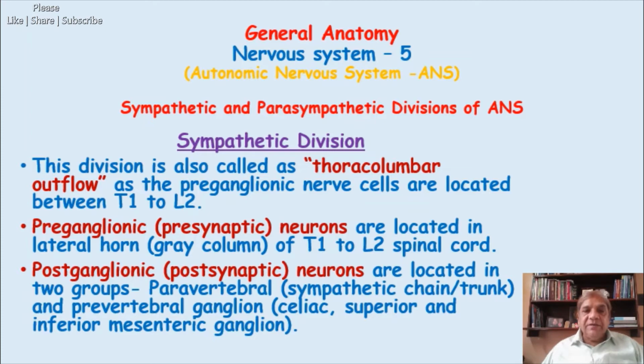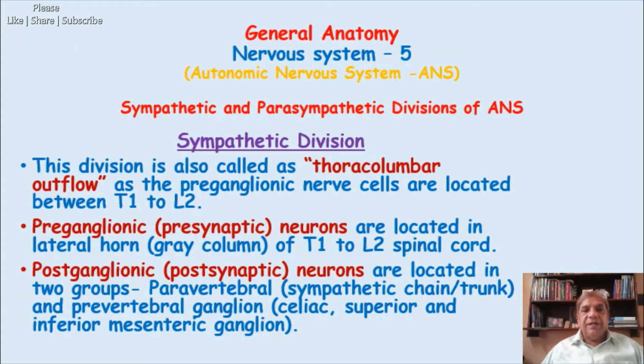These are paravertebral, because the right and left sympathetic trunk or sympathetic chain runs on the side of the vertebral column, as you know. In the ganglia of this trunk are the postganglionic neurons. This is one group of the postganglionic neurons, but they are also located in another group, called the prevertebral ganglia. Para means on either side of the vertebral column, and prevertebral means in front of the vertebral bodies, and this is not in the form of a chain but in the form of isolated small collections of neurons.